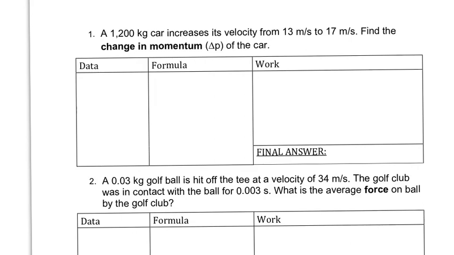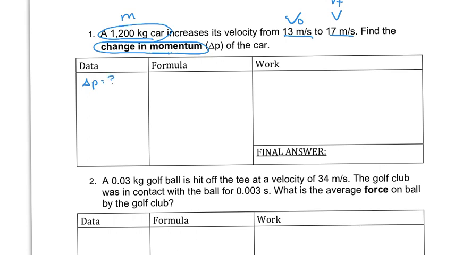All right, a 1,200 kilogram car. It's a mass. Increases its velocity from 13 meters per second to 17 meters per second. This is the beginning velocity, or V naught, and this is the final velocity, or V. Sometimes you'll see VF written for this. Find the change in momentum for the car. So delta P is what we're looking for here.